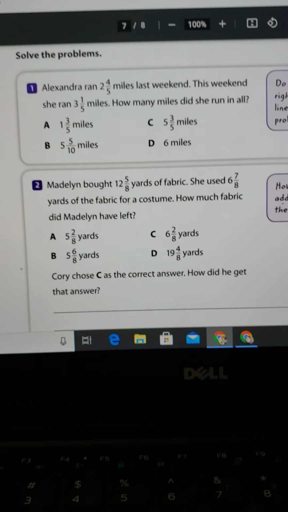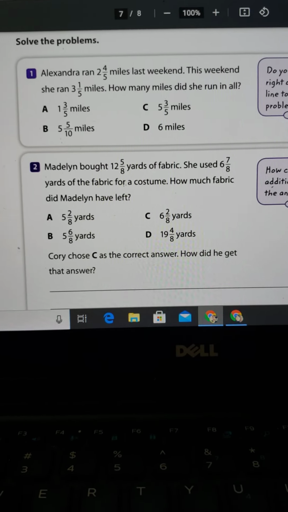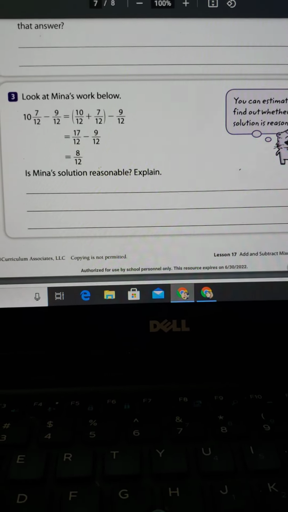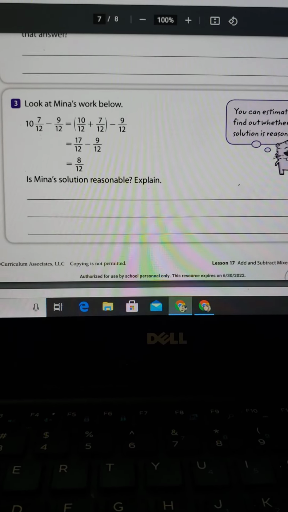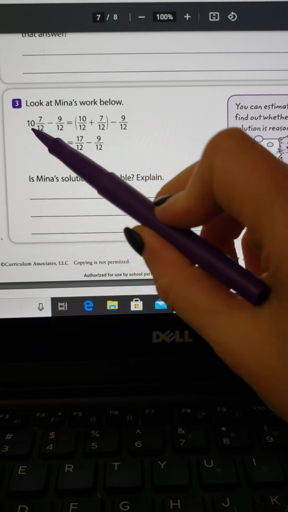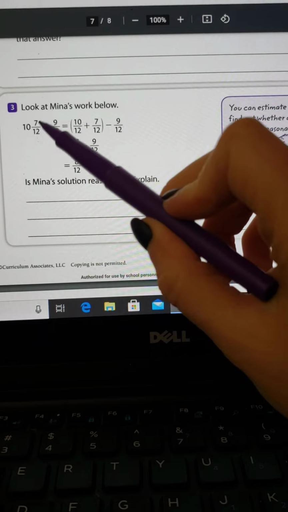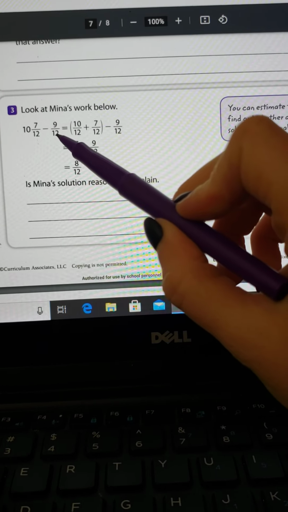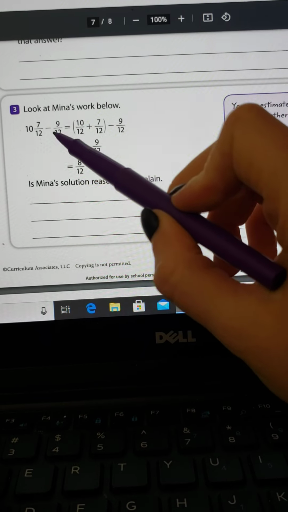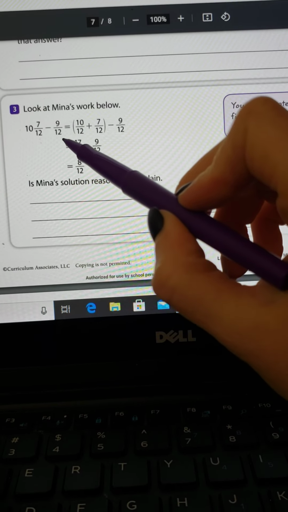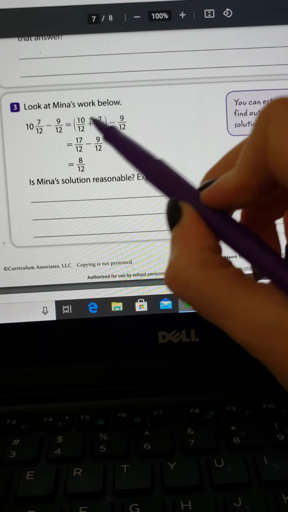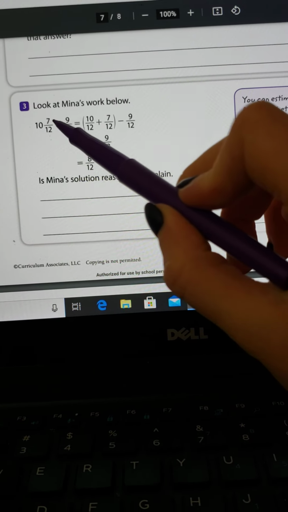Okay, if you need to pause the video or rewind, you are more than welcome to do so, but I'm going to keep on moving down to number 3. It says, look at Mina's work below. So Mina has 10 7/12 minus 9/12. So here's a mixed number, and here is just a regular fraction. My equal sign, this should be exactly equal to what's on this side.